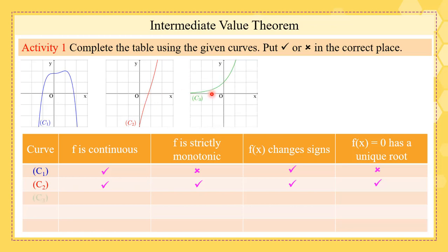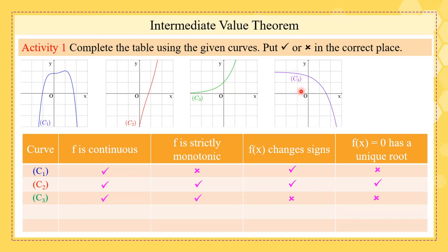The third curve, C3: f is continuous, f is strictly increasing. F of x, in fact, here doesn't change signs. It's always positive because it's above the x-axis. And f of x equals 0 has no roots.